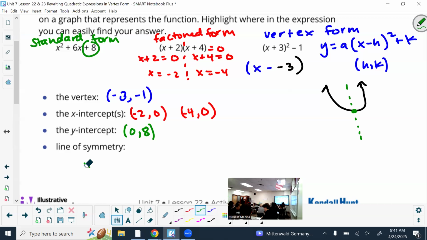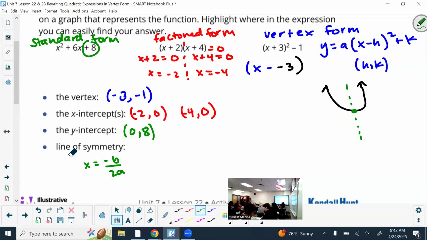So let's see. I don't know how else to leave it to you. This is the formula I had you memorize: x equals negative b over 2a. And that is part of our quadratic formula.